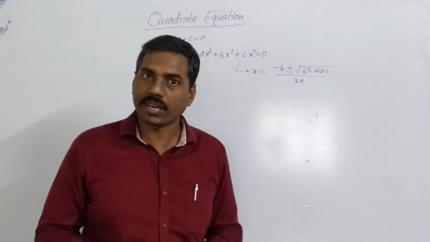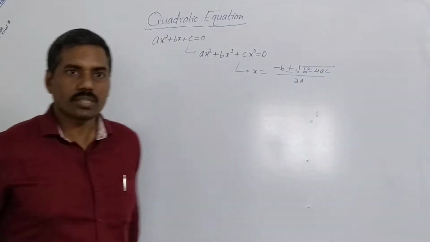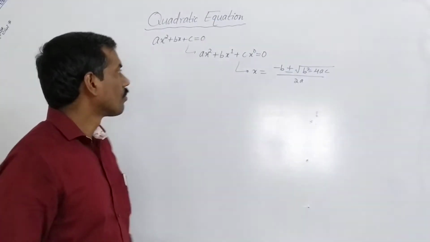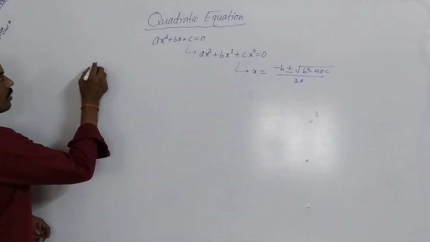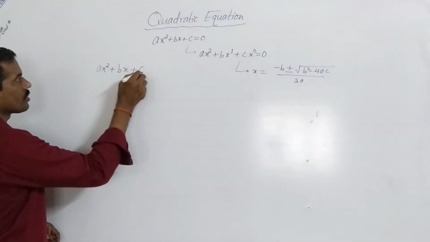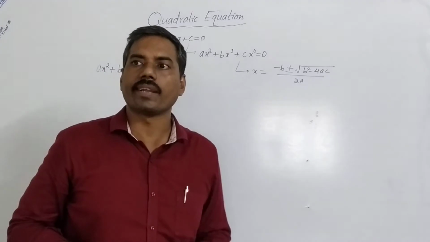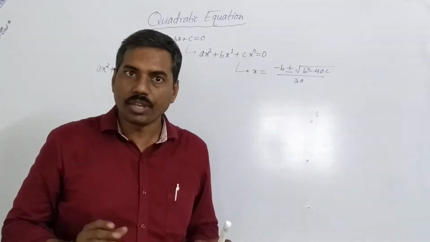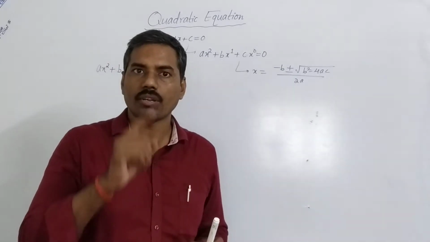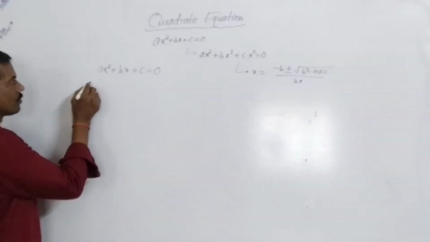We have to derive this formula. Are you ready? Okay, let us start to find x. For that, ax square plus bx plus c is equal to 0 is our quadratic equation in x. We have to make the coefficient of x square 1. For this, take a as common.